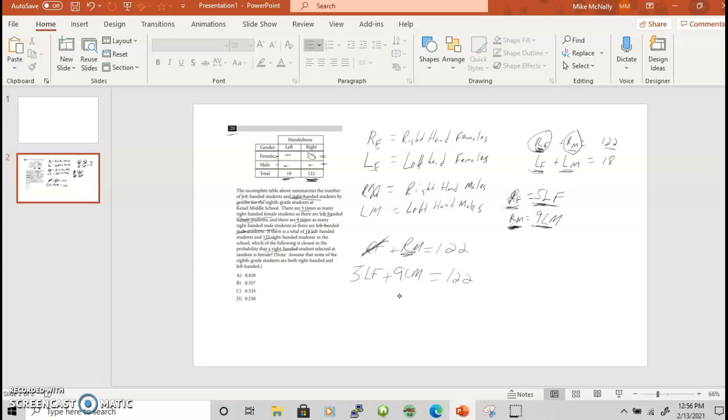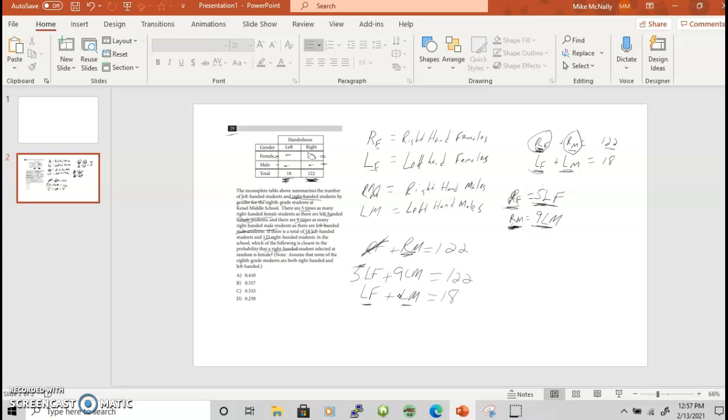So now let's write our second equation down here. LF plus LM equals 18. So look, this is all the left-handed females and all the left-handed males. We take all of them together, we get 18. And then 122 is all the right-handers, but we now just put the right-handed numbers in terms of the left-handed numbers. So 5 times the left-handed females and 9 times the left-handed males gives us this 122. So all the right-handers are 5 times the left-handers plus 9 times the left-handed males.